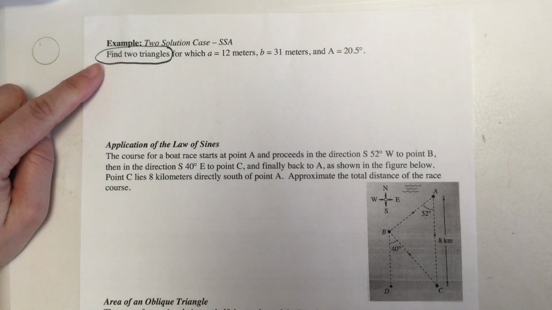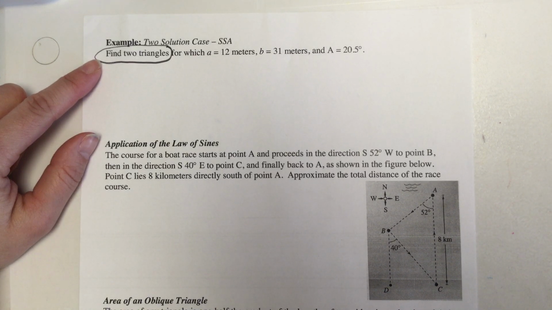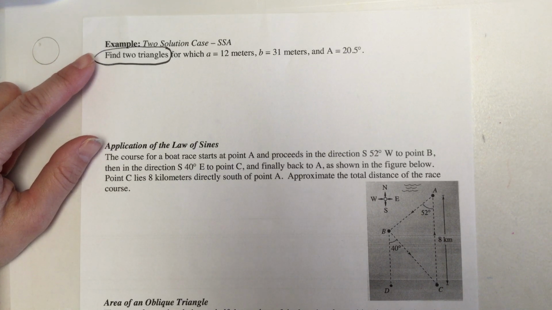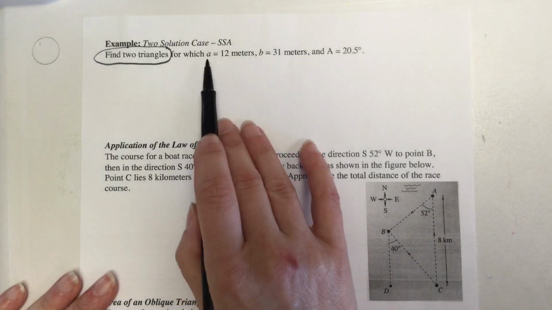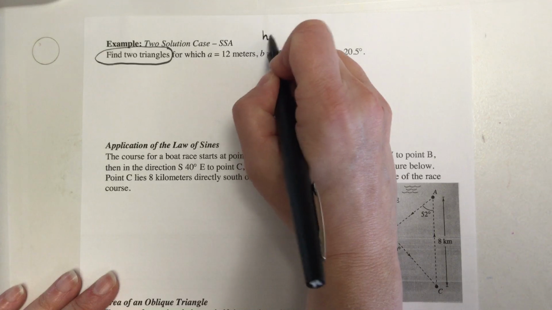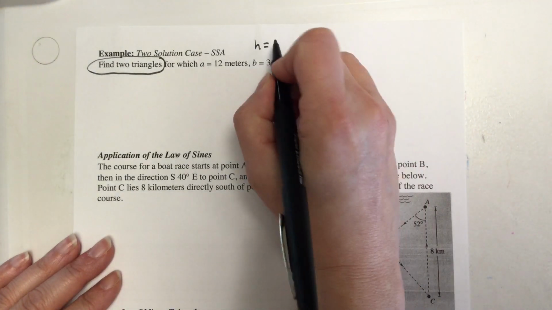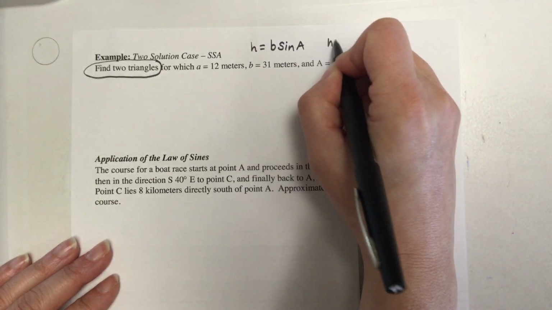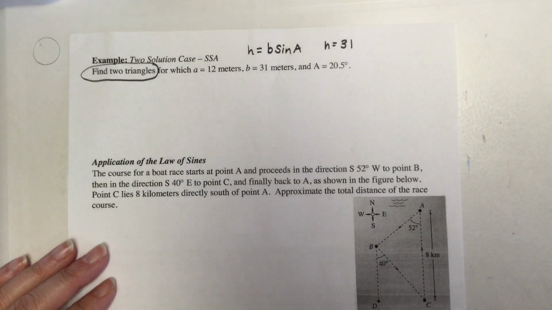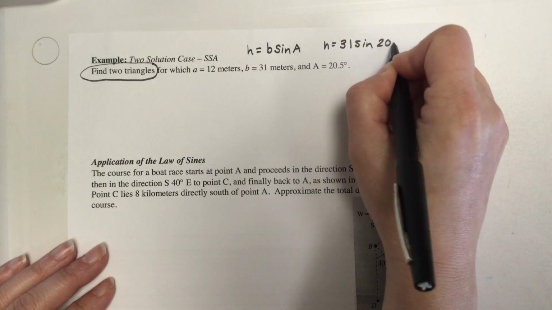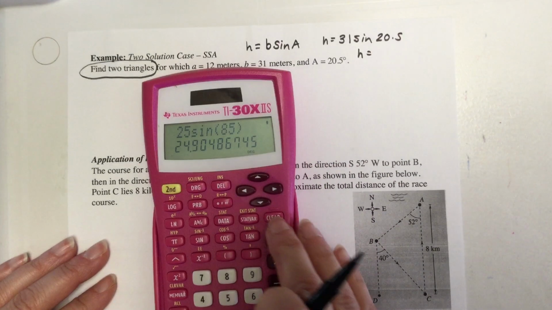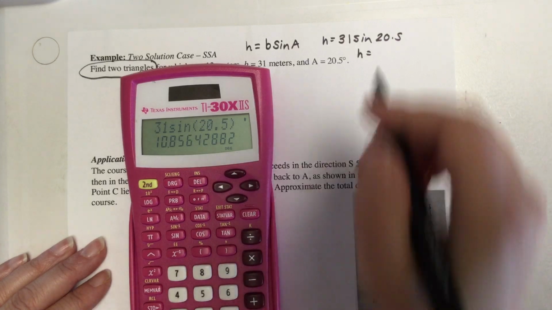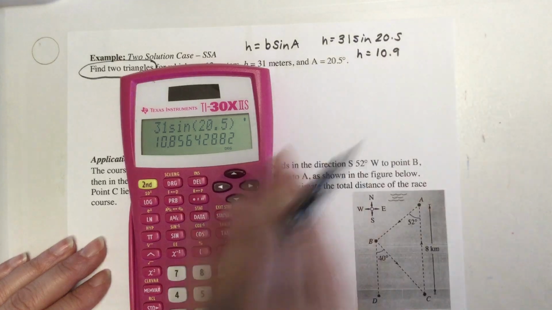For this, I just want to show you what it would look like if you had two. I'm not going to make you solve both of them because at this point, I'm hoping it makes sense how you set up the proportions and cross multiply. So A is 12, B is 31. Again, remember you have to calculate H. H is B times the sine of angle A. B is 31, angle A is 20.5. So 31 times the sine of 20.5, boom, I get 10.85, so it's about 10.9.